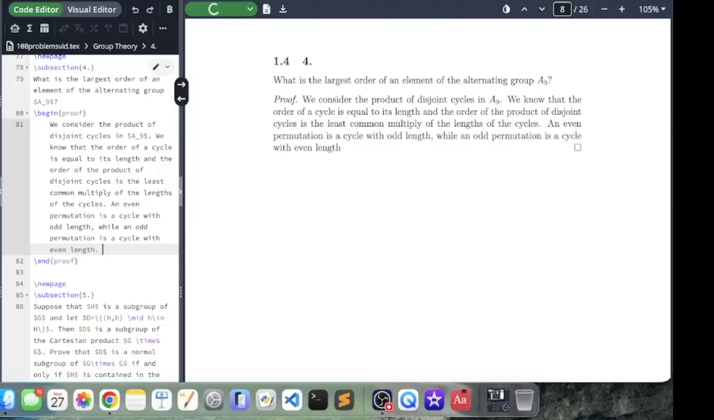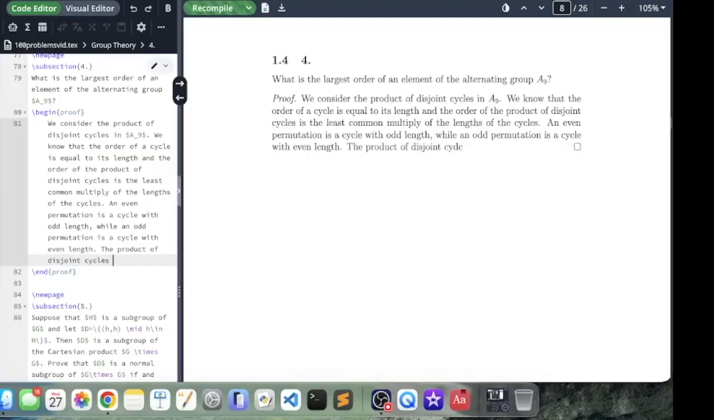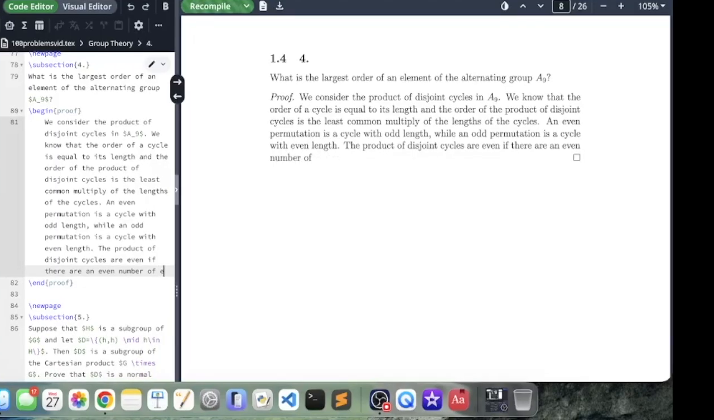Okay, and we also know that the product of disjoint cycles is even if there is an even number of even length cycles. Okay, that's a lot of even, but let's think about that for a second. The product of disjoint cycles is even if there is an even number of even length cycles. So if there's an even length cycle, it's an odd cycle.